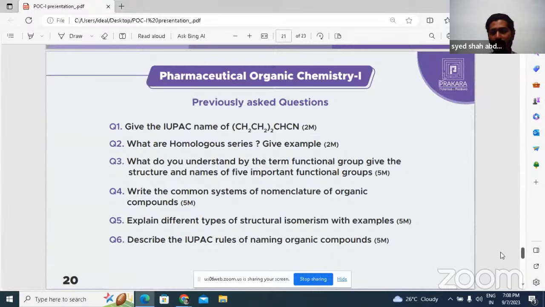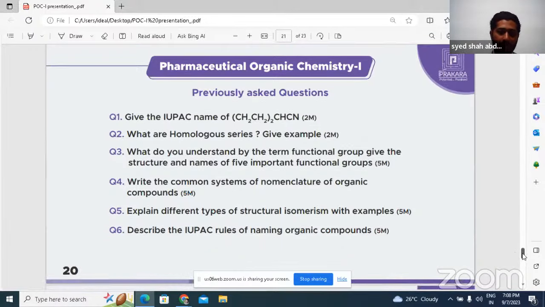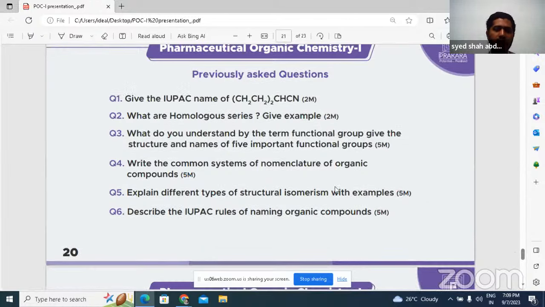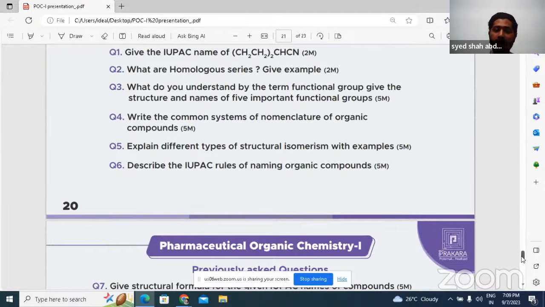If you go through the previous questions from this chapter, what will mostly come is that they ask you to give the IUPAC name of the given structure. The structure will be mentioned, and they would be asking you about the IUPAC name. Next, they could simply ask for 2 marks, like a homologous series: define it and then give an example. Likewise, they might ask a few questions related to the common system of nomenclature of organic compounds. Then structural isomerism could be asked simply in the journal.